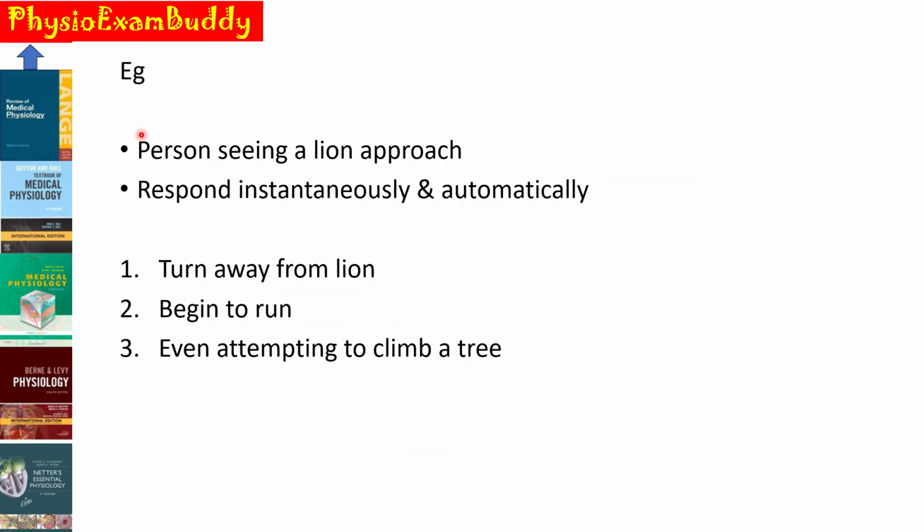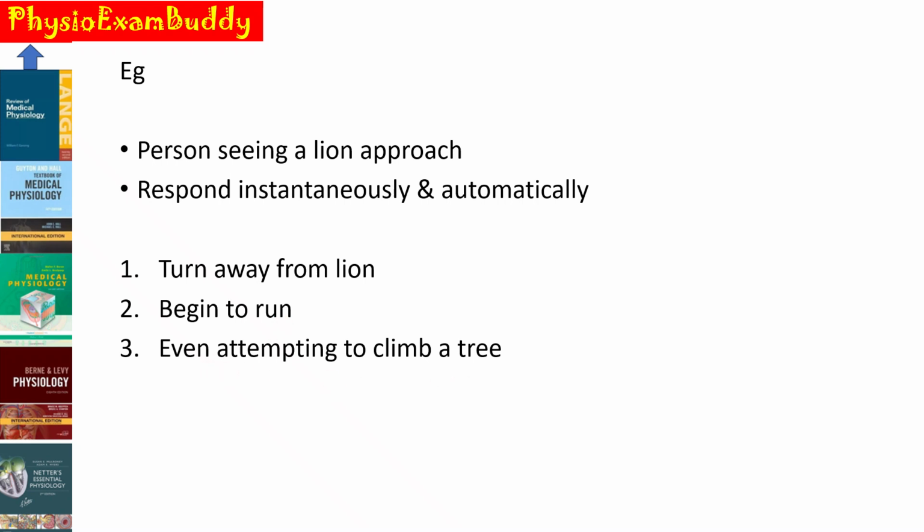An example of cognitive control of movement is that if a person sees a lion approaching, he will respond instantaneously as well as automatically. That is, first he has to turn away from the lion, then he has to begin to run, and even attempt to climb a tree.